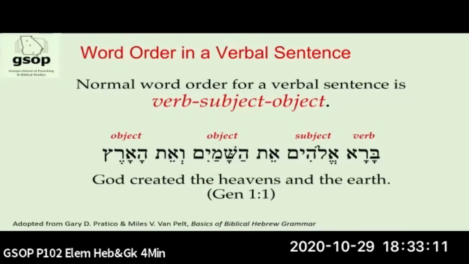For example, we did Genesis 1:1. God created the heavens and earth. Bara Elohim et hashamayim ve'et ha'aretz. Let's see. The first one is created. The second one is Elohim, that is God. Et is an object marker that doesn't get translated. It's telling us the next word is the direct object. So hashamayim is the direct object, and that has the article to it.